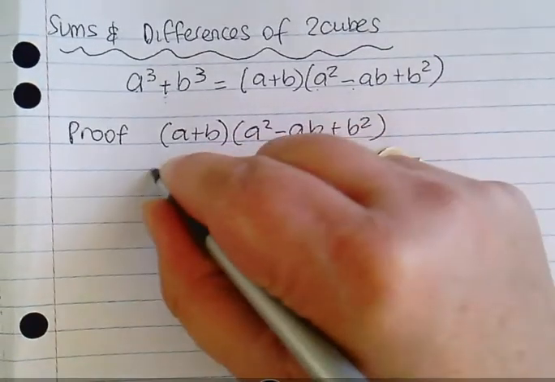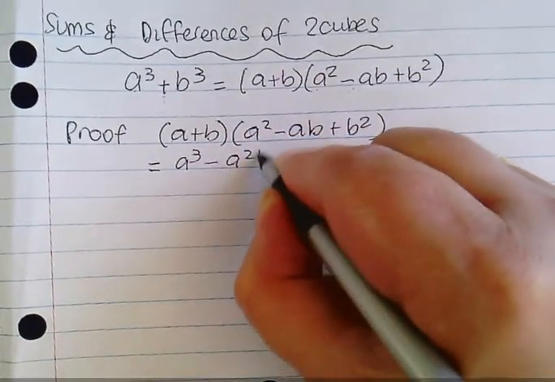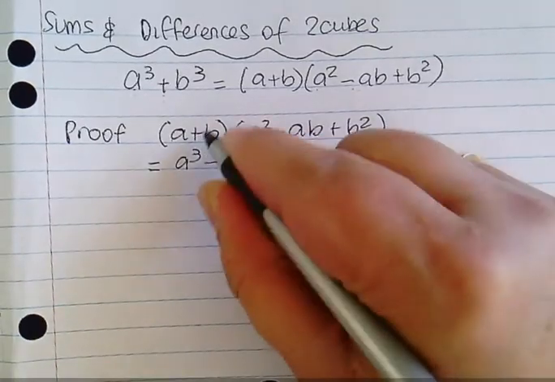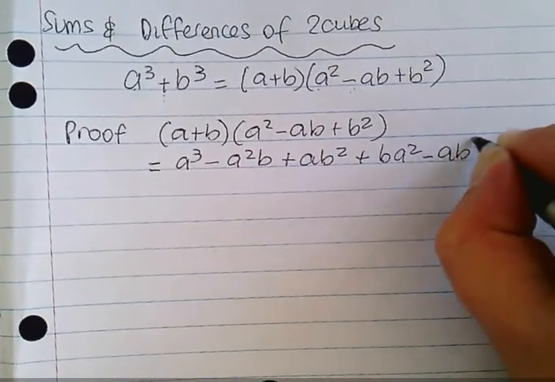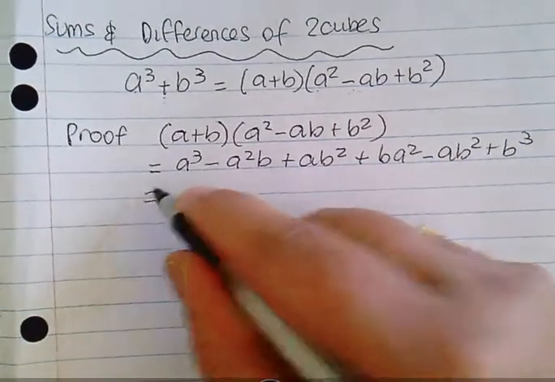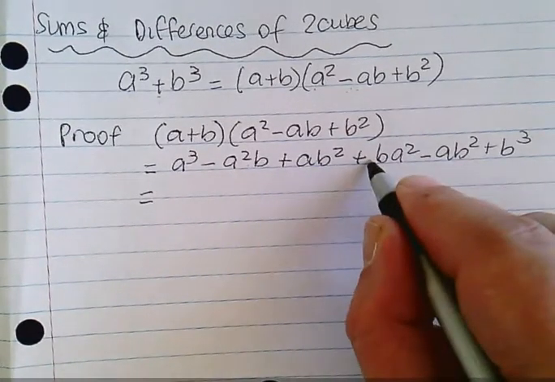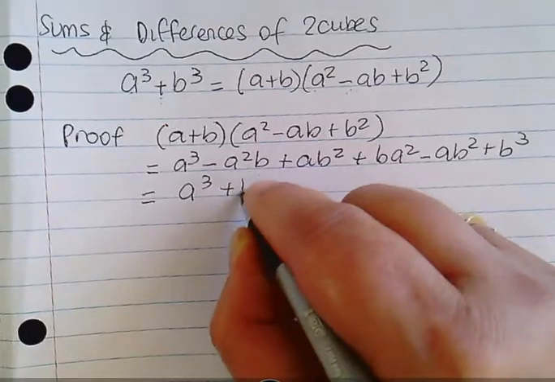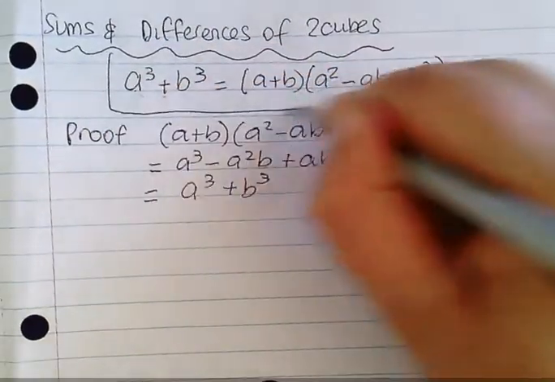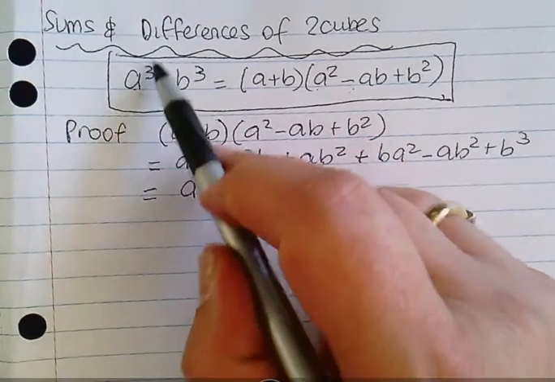So that is equal to, let's expand, multiplying each term by a. You get a cubed minus a squared b plus ab squared. And then let's multiply each term by b: plus ba squared minus ab squared plus b cubed. And a squared b minus a squared b, they cancel. ab squared minus ab squared, they cancel. We can see it's a cubed plus b cubed. So you need to highlight this one. A cubed plus b cubed. Alright. That is the sum of two cubes.